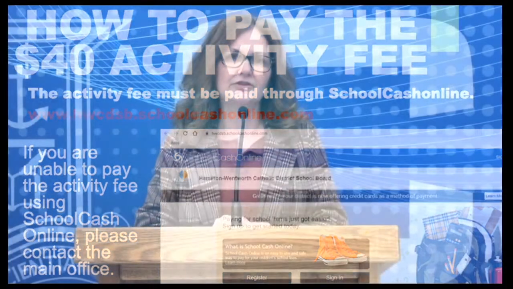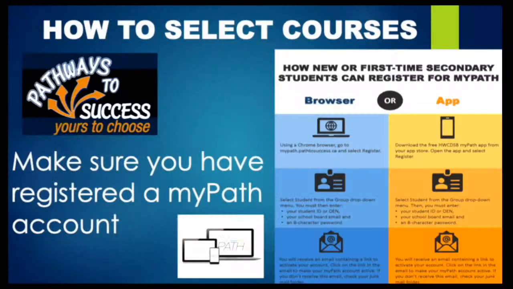In order to select your courses, you first have to make sure you have registered a MyPath account. So if you're a new student, or perhaps if you came from the public school and you didn't register a MyPath account entering grade 9, there are instructions on how to register your account. You can do it through the app, or you can do it through the website, Path to Success, and those instructions are posted on the LMS.